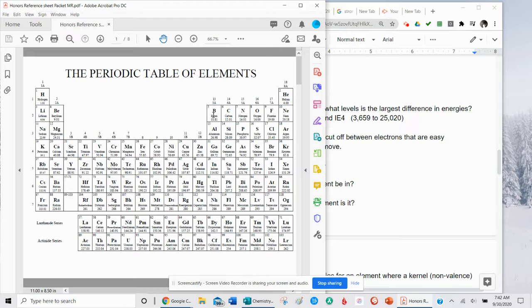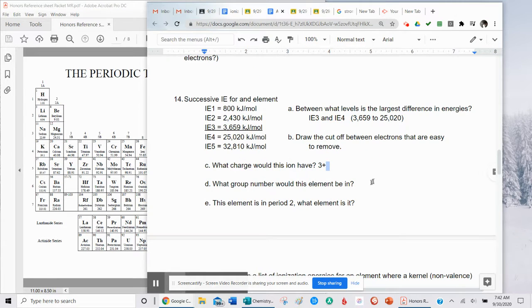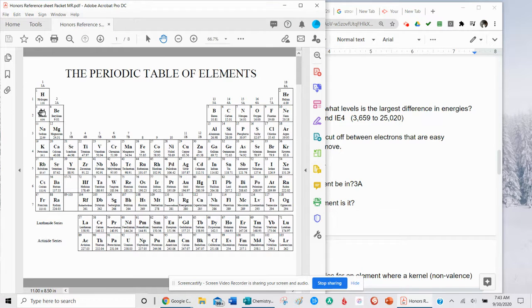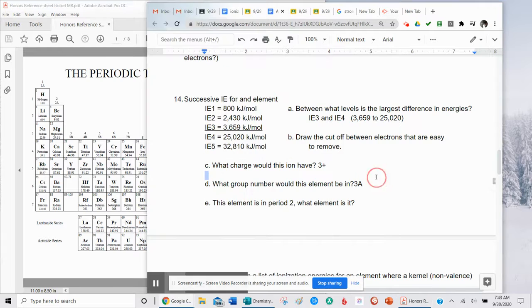And if I move to 3A, that would be 2s2, 2p1. So those are 3 electrons in my outer valence shell. And this 3A tells me I have 3 valence electrons. So that would be how I would figure out that the group number would be 3A. Okay, it tells me that it is in period 2, which is why I use that as my example. So group 3A and period 2 gives me boron. So the answer there would be boron. Okay.